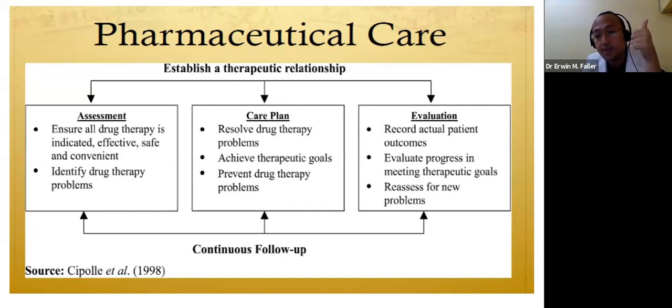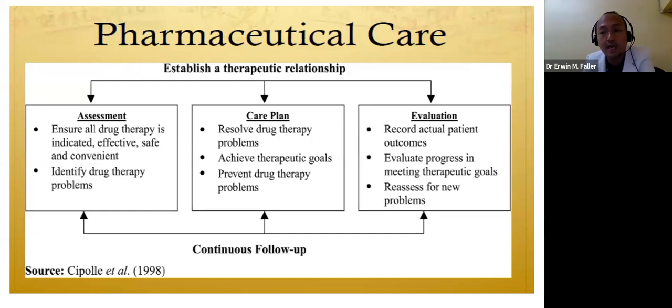One is the assessment. Two is the development of the pharmaceutical care plan. And number three is the evaluation. Okay, so let's move on to number one.